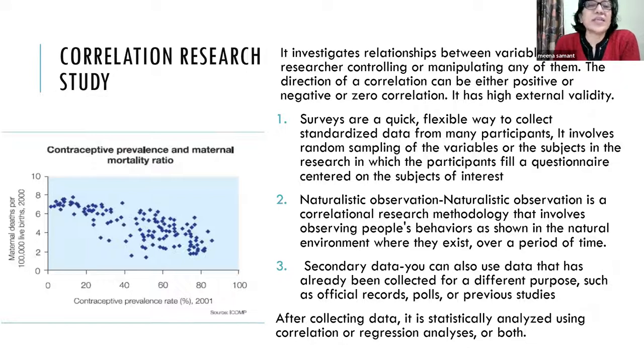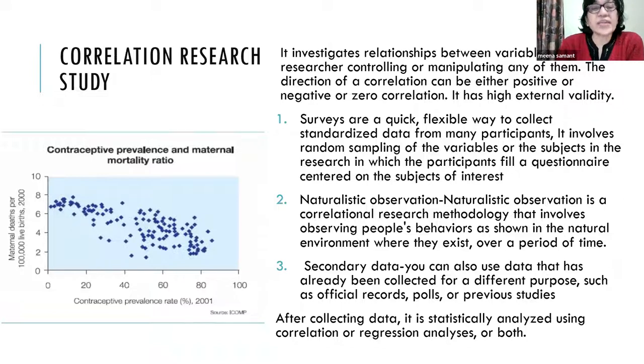Surveys, it again is done in three ways. The surveys, which is a quick, flexible way to collect standardized data from many participants. It involves random sampling of the variables or subjects in research in which participants fill a questionnaire centered on a subject of interest. It could be also naturalistic, where observation is a correlation research methodology that involves observing people's behavior as shown in natural environment where they exist over a period of time.